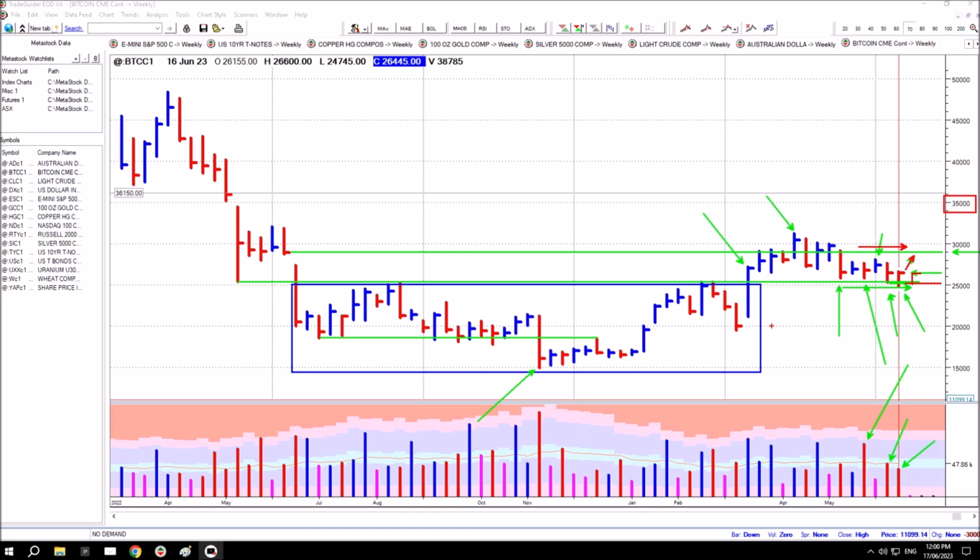And this is an accumulation zone. This is strength in the background, if that's the case. This is just a testing of the breakout for strength. 29,000 is the target in the near term, and that's in here. And the 36,000 is the next target after that.